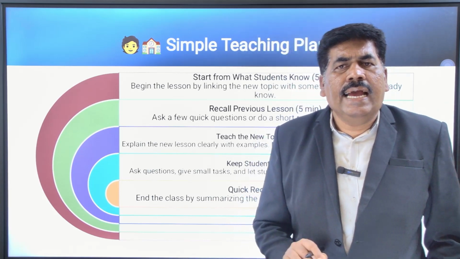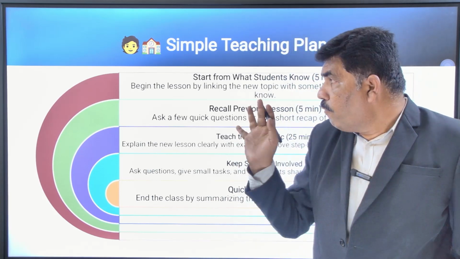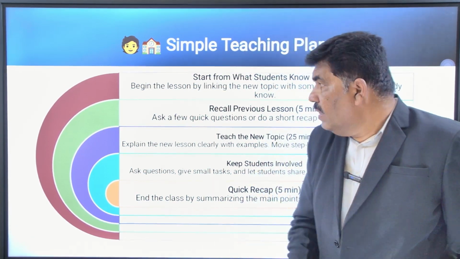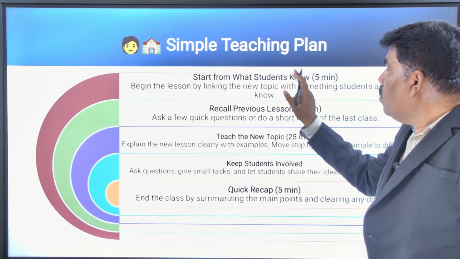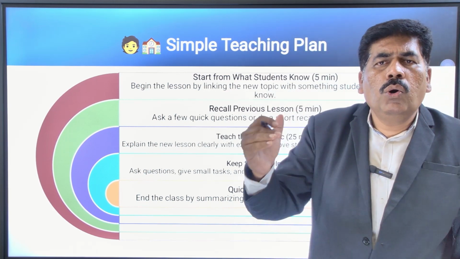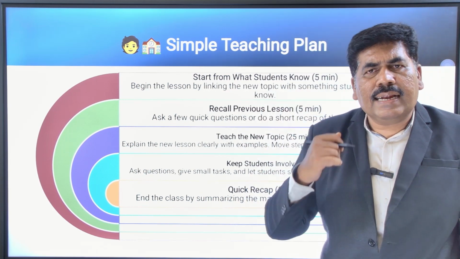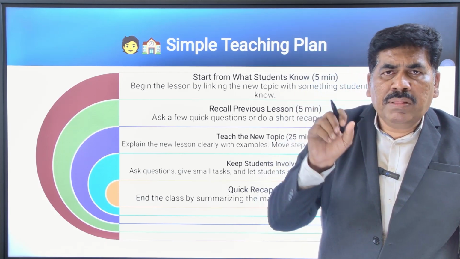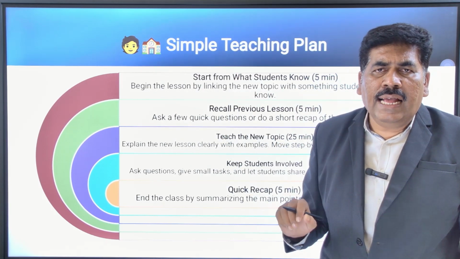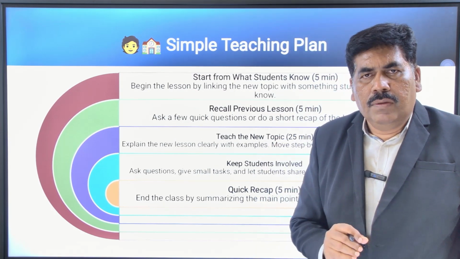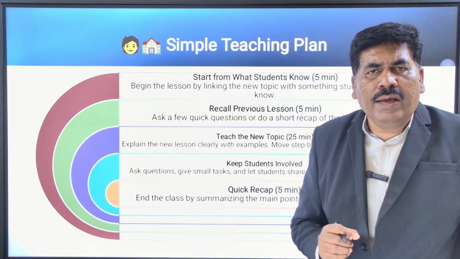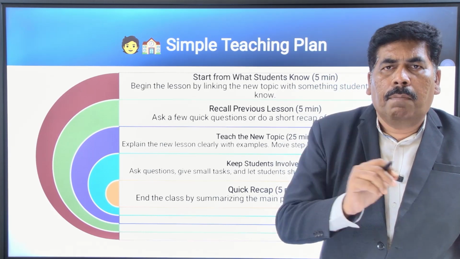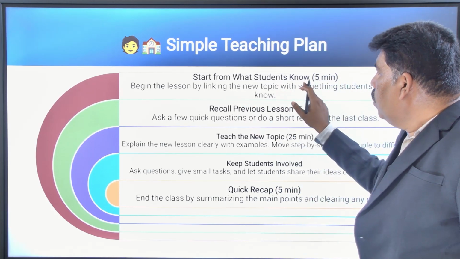While teaching any concept, from your textbook or from our book, there are some techniques you need to follow. Start from what students know, known to unknown. If you start the class by asking what is known to them, and lead from that to the unknown, they can understand better. Before starting any topic, you need to plan how to teach it.